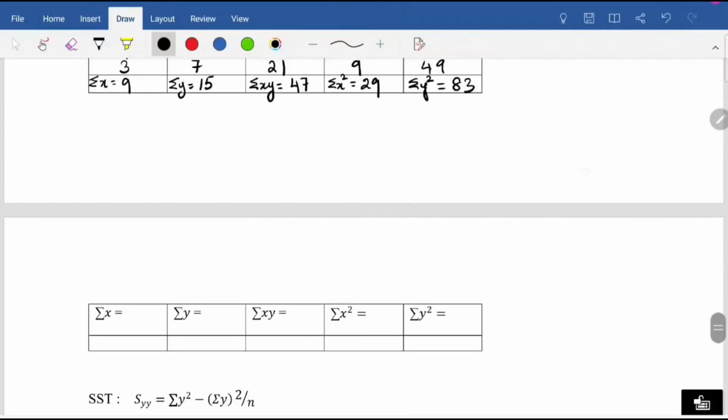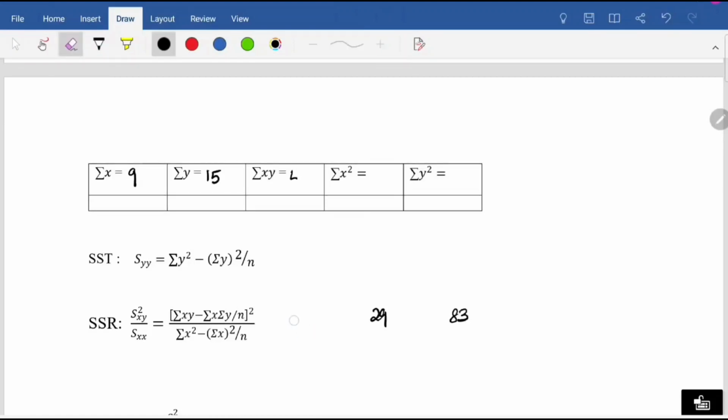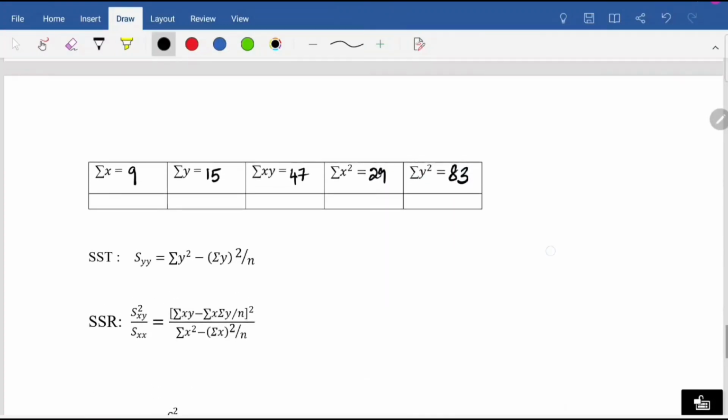All right, so I'm going to write all the summed up values again here, so it's in front of me when I plug into the equation. Sigma x is 9, sigma y is 15, sigma xy is 47, sigma x squared is 29, and sigma y squared is 83. Hopefully it'll stay now and not jump around.